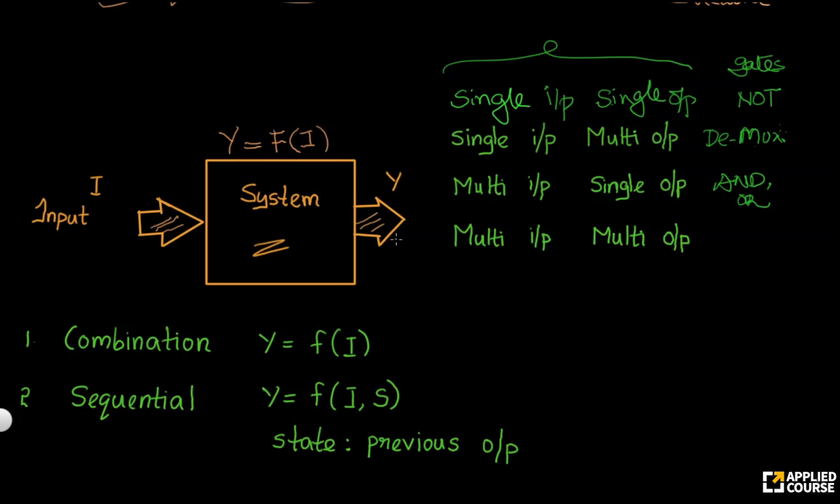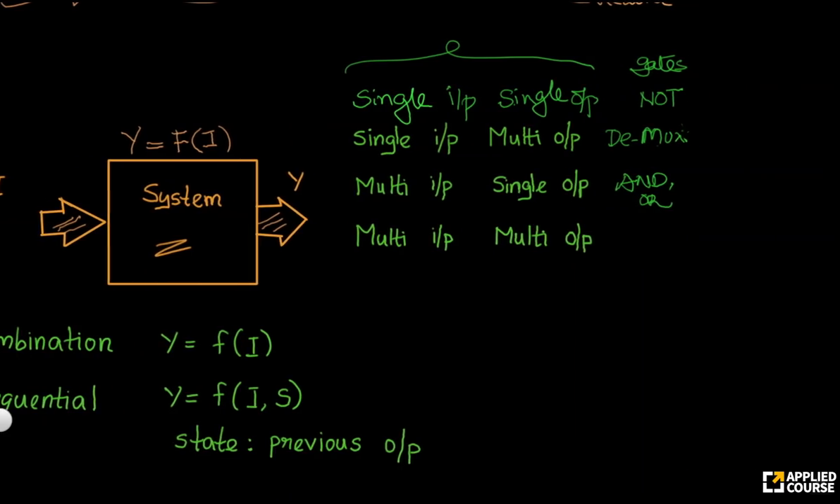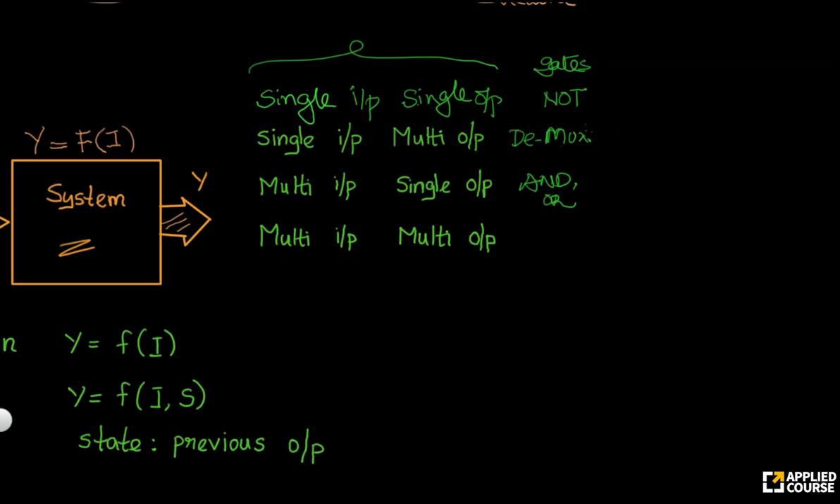Based on how many inputs and how many outputs we have, there are various types of digital systems. One is called a single input, single output system. A simple inverter or a NOT gate has one input and one output. So it is called a single input and single output system. On the other hand, we can have many inputs and only a single output, or a single input with many outputs, and finally multiple inputs as well as multiple outputs.